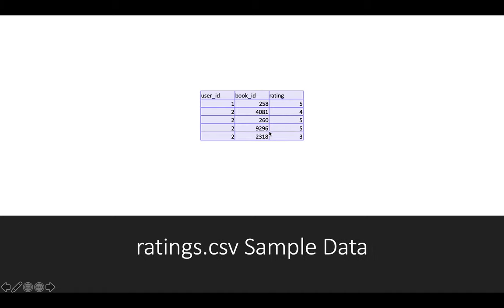So the next file is the ratings file. While previously on the books they had a rating per level, that was an aggregate. This one is the actual individual ratings per user. So it has the user ID, the book ID, and then the rating that that user gave that book.